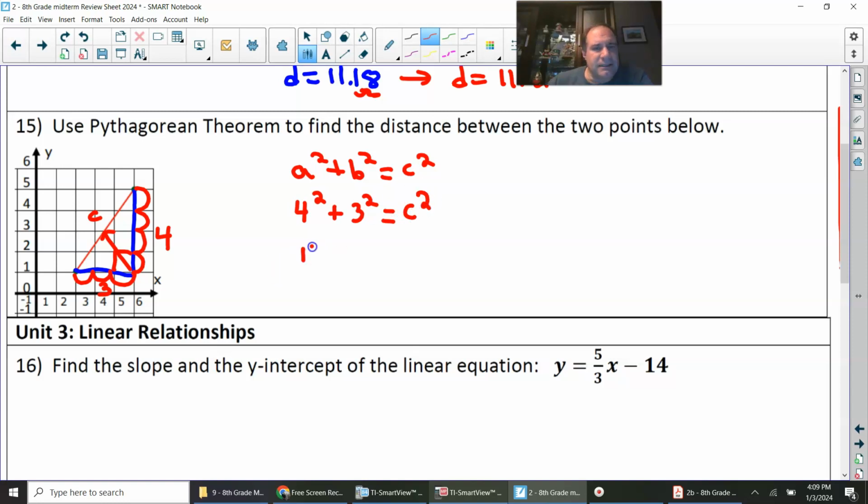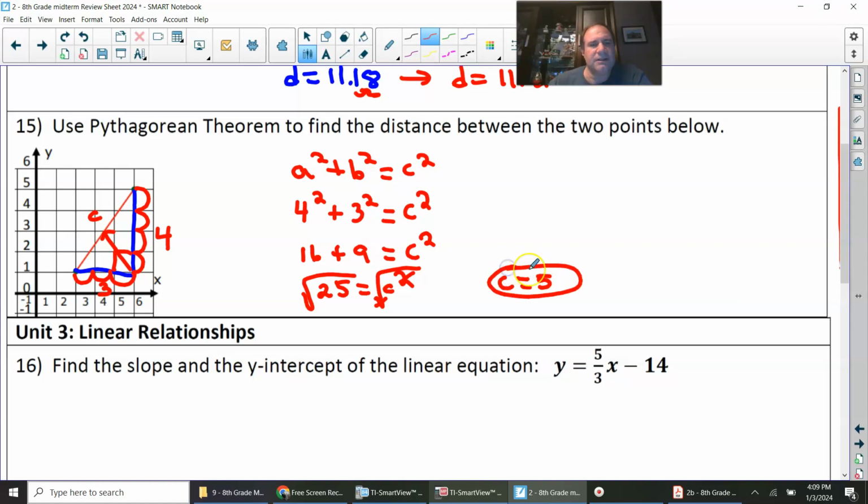And again, 4 squared is 16. This is 9 equals c squared. This is 25 equals c squared. The opposite of squared is square root. Once you square root it, you get your full answer, c equals 5. That's the distance between those 2 points, and that is it.